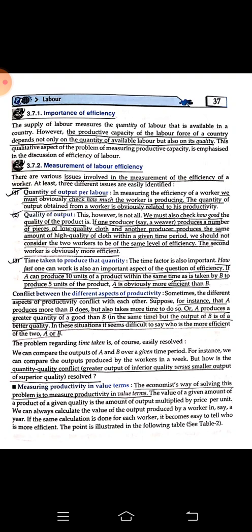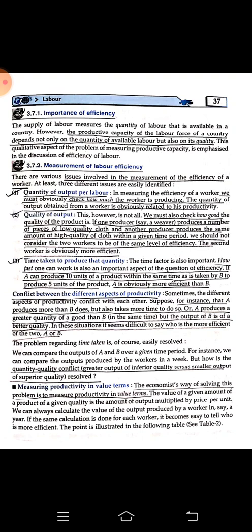How to measure this? So for instance A produces more than B does but also takes more time to do so, or A produces a greater quantity of a good than B in the same time but the output of B is of better quality. In these statements it seems difficult to say which is more efficient of the two, A or B. So let us find out how we can find out.